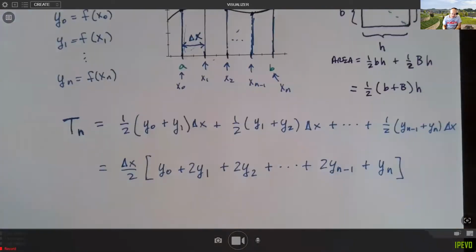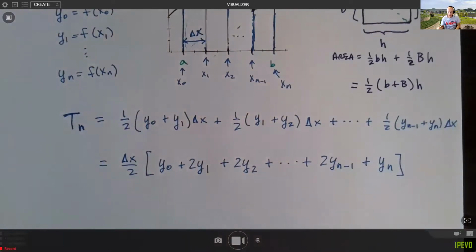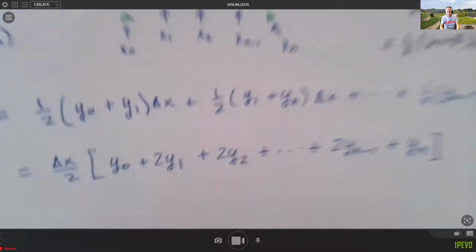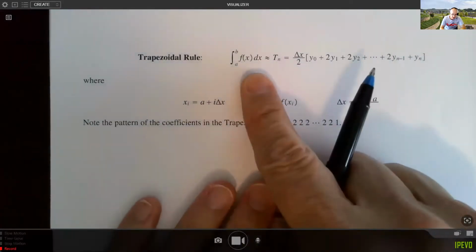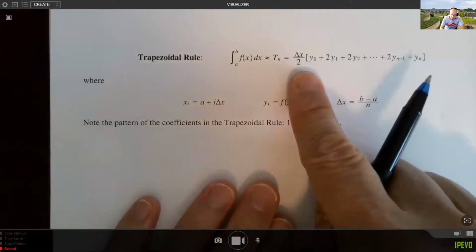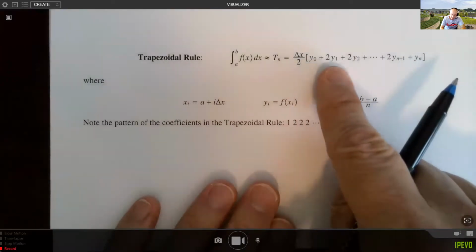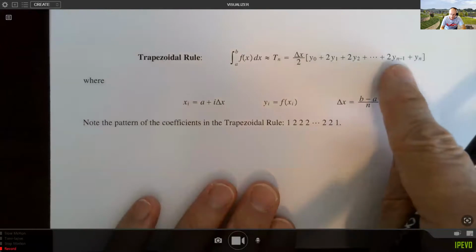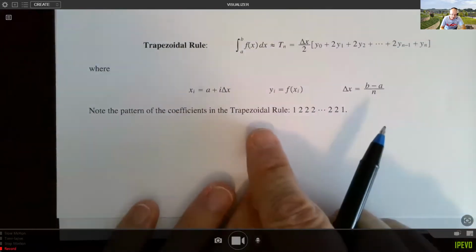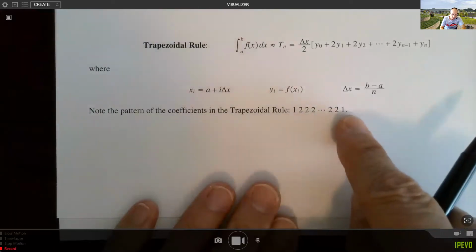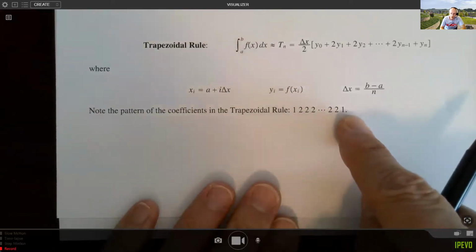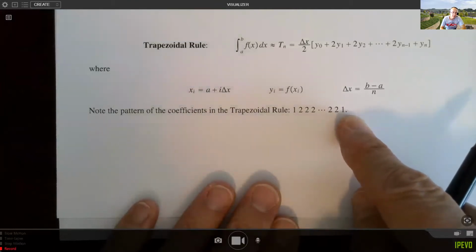And that is the formula for the trapezoid rule. To summarize, the trapezoid rule for the integral from a to b of f of x dx is delta x over 2 times y sub 0 plus 2y sub 1, 2y sub 2, through 2y sub n minus 1, plus y sub n. Notice the coefficient pattern of 1, 2, 2, 2, 2, 2, 2, 2, and then 1. That's important in these numerical methods. There's typically a coefficient pattern that you can use to help you remember how the formula is done.